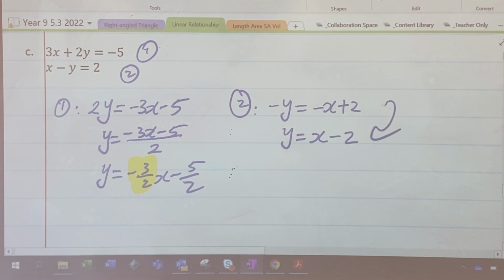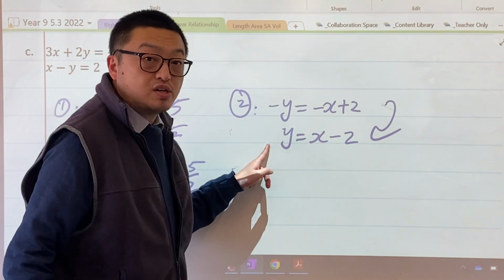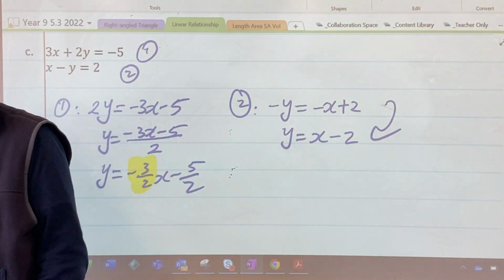From here to here, do people feel comfortable? I'll say this one more time. I'm multiplying by negative 1 everywhere, so negative becomes positive and positive becomes negative. All good?